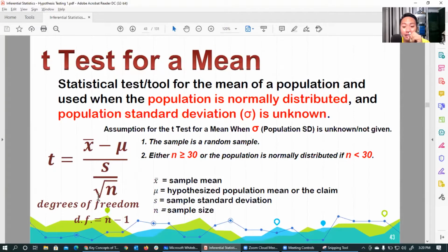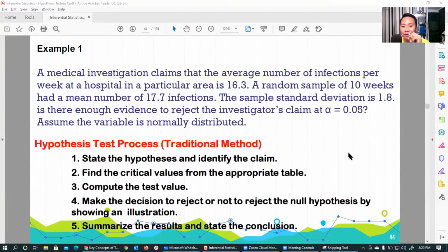The formula is still the same, or not technically the same, but similar to z-test. However, for t-test, guys, there is an additional step that you need to consider, which is the degrees of freedom. And for us to be able to understand better how to use t-test, let's proceed to the example. I have discussed this last time, but I'm not sure, so I'm going to try to rediscuss this.